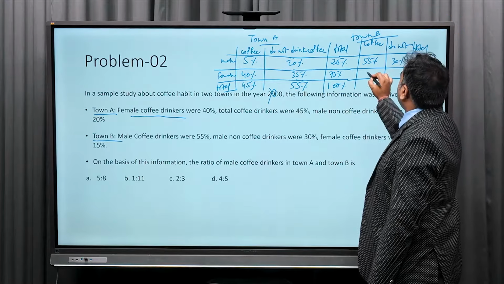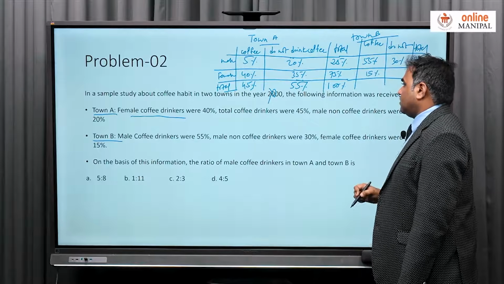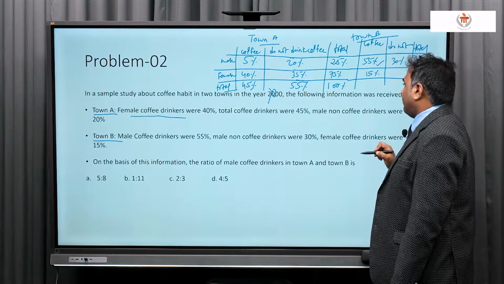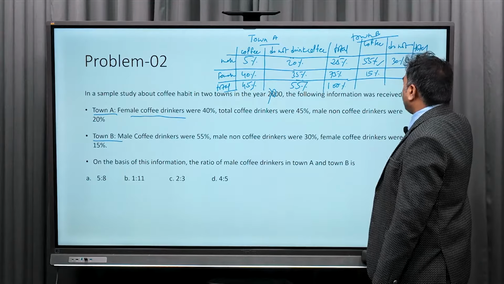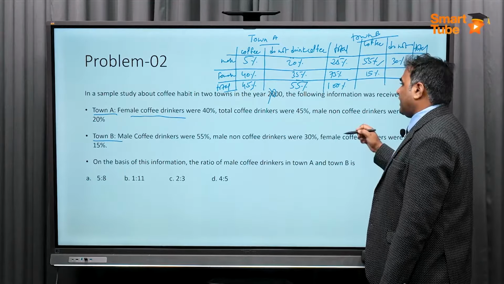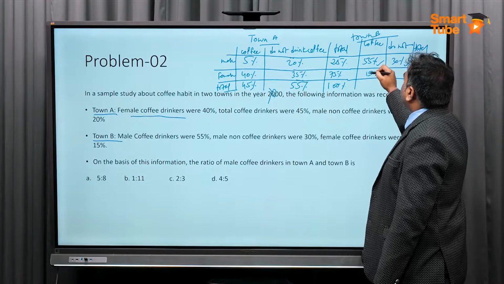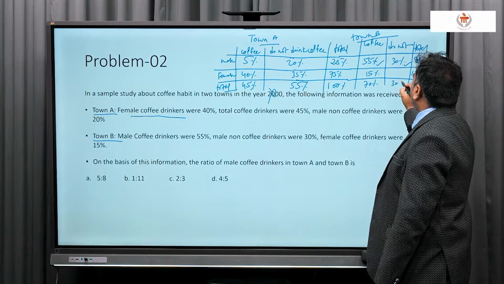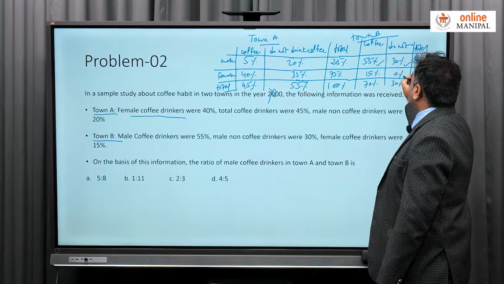Female coffee drinker is 15%. So town B, male coffee drinker is 55, yeah. Then male non-coffee drinker is 30, the total is 85. Female coffee drinker is 15, so 15 plus 55, that would be 70. This should be 30 because the total should be 100, so this would be 0%.